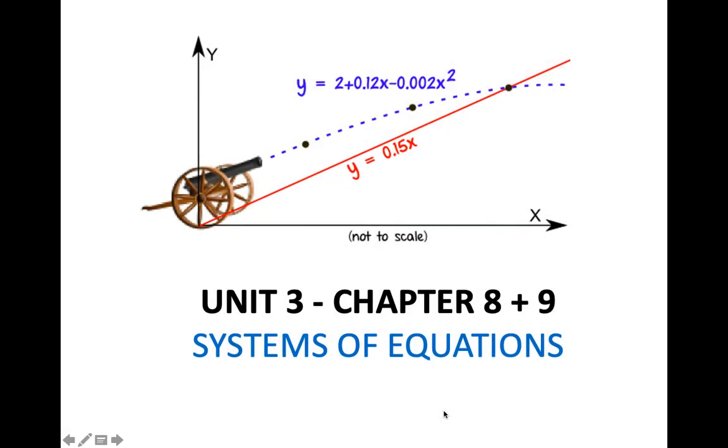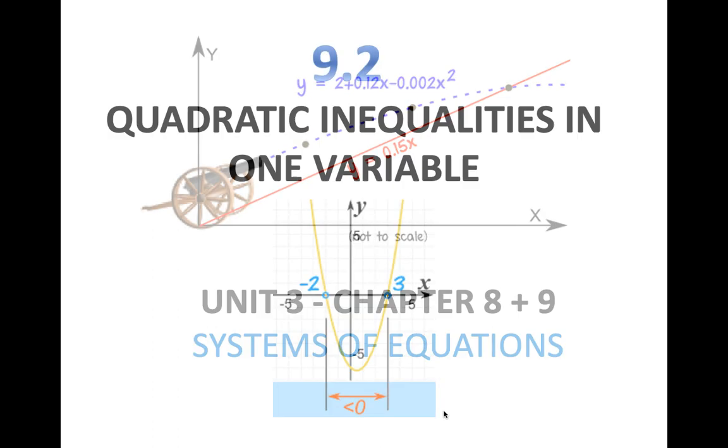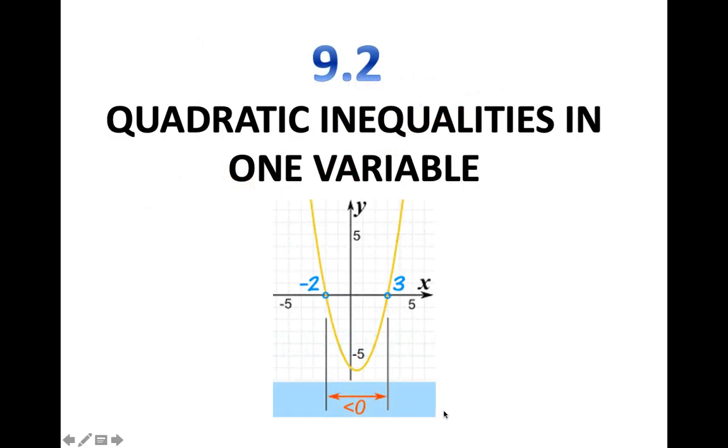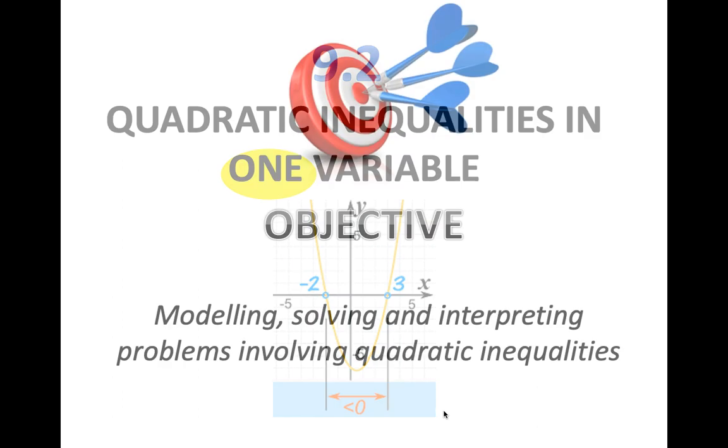Okay, so we're looking at Unit 3, Chapters 8 and 9, where we've been talking about systems of equations. And in this video, I want to look at 9.2, which is quadratic inequalities in one variable. These are a couple of key words there. We're going to be looking at quadratics instead of linears. But also, we're only going to be looking for one variable. We're not looking for both x and y. We're just looking for the x values. So let's see what this involves.